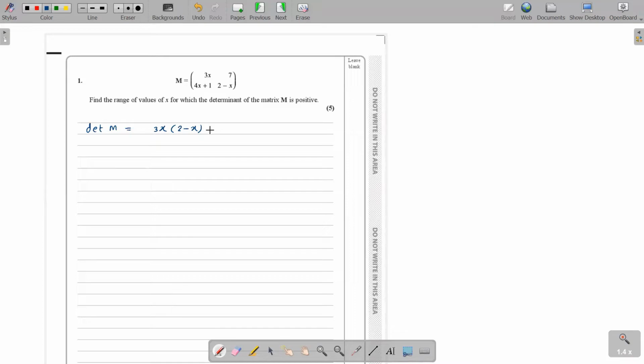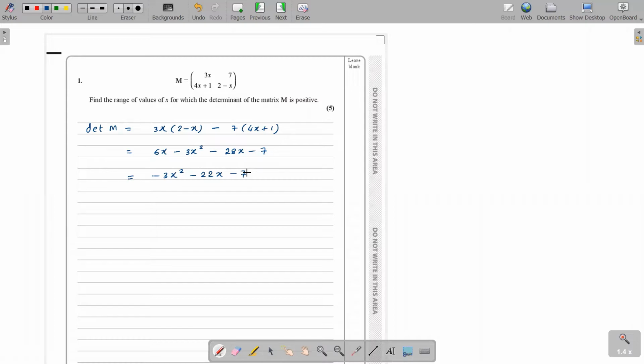So we get here 3x into (2 minus x) minus 7 times (4x plus 1). What do we get here? 3x into 2 is 6x, minus 3x into x is 3x squared, minus 7 into 4x is minus 28x, minus 7 into plus 1 is minus 7. Can you all tell me the simplification? Minus 3x squared plus 6x minus 28x is minus 22x, and then minus 7.